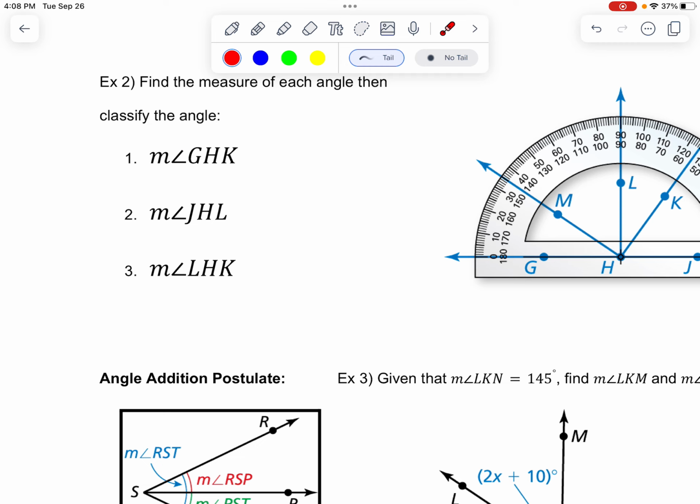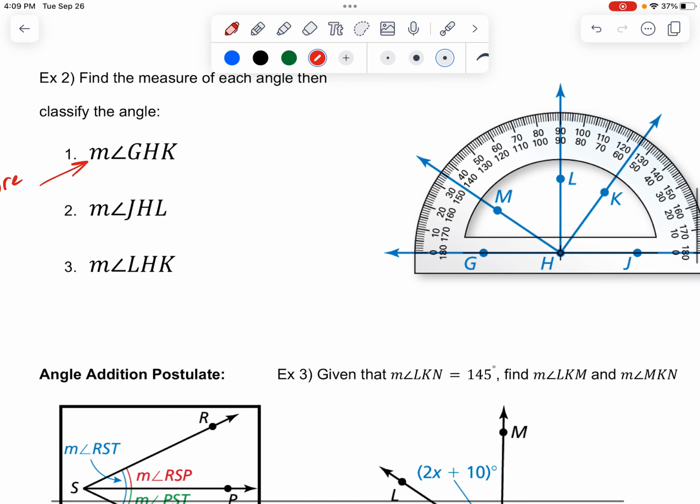So if I'm reading this statement, I'm reading it as the measure of angle GHK. If it helps you to make a little note that this M means measure, go ahead and do that. That tells me that I'm looking for a number specifically. I'm not just talking about the angle itself. And we've seen similar notation with segments and things as well.